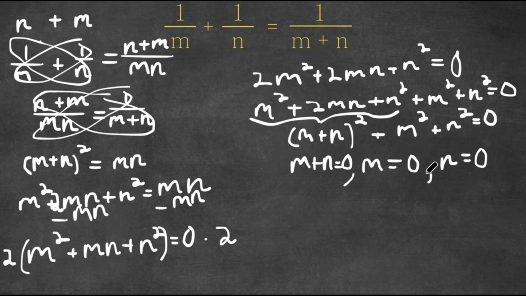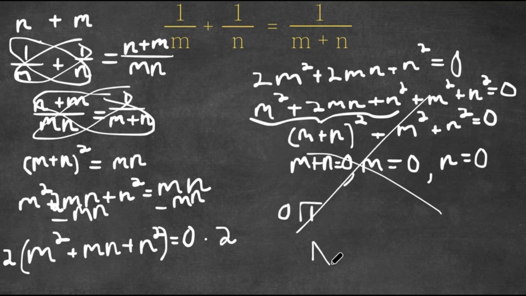However, if we plug in 0 in this equation, well, we would have 1 over 0 plus 1 over 0. And you actually can't divide by 0 because if you try to divide by 0, you can't multiply anything with 0 to get 1. So this actually means that all of this is wrong and there is no solution.